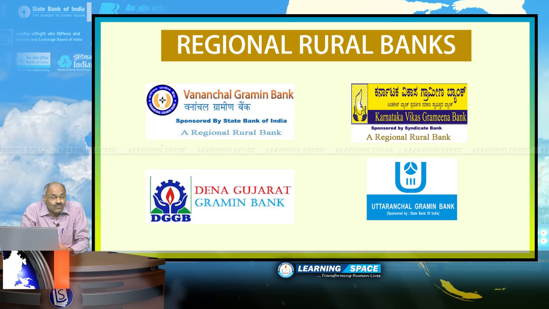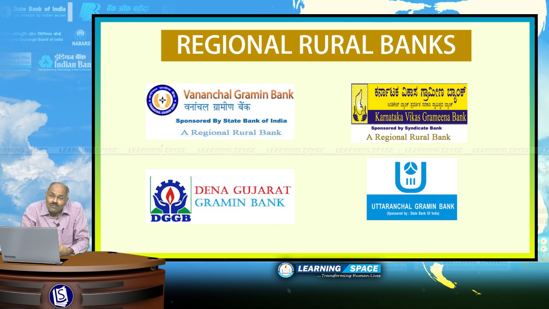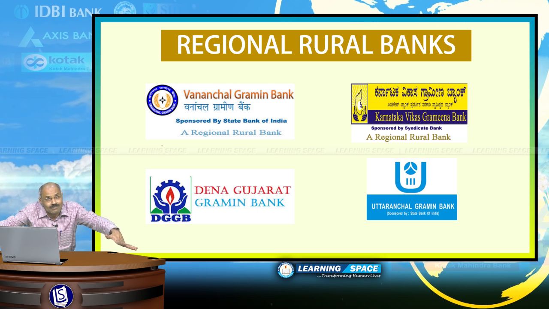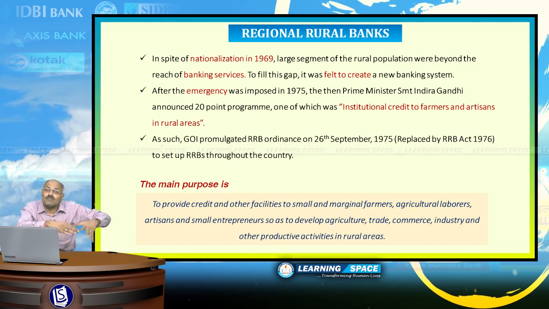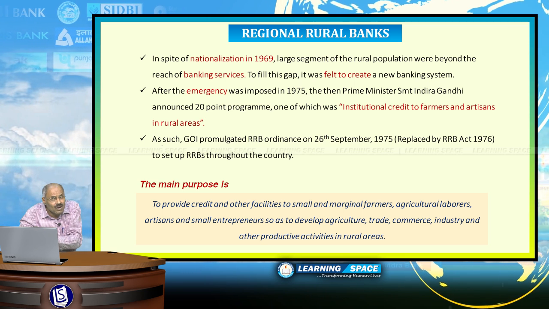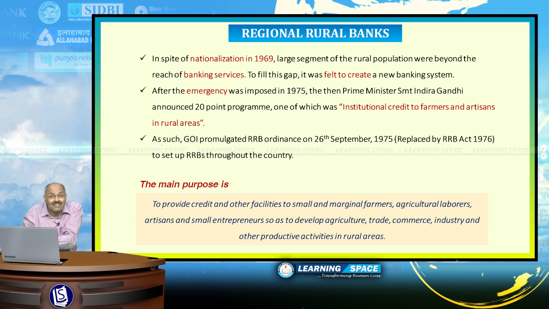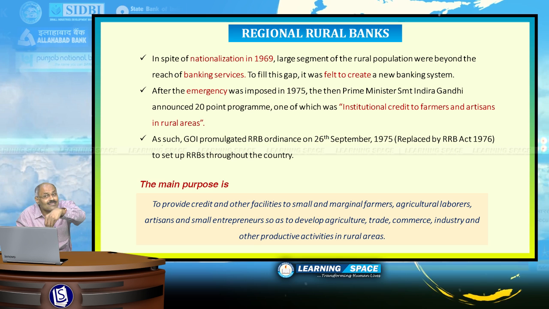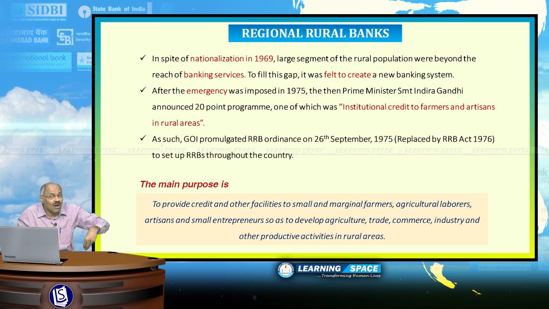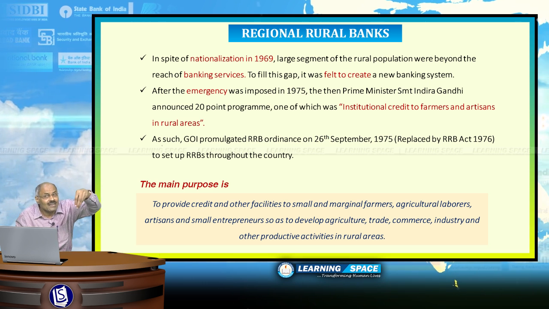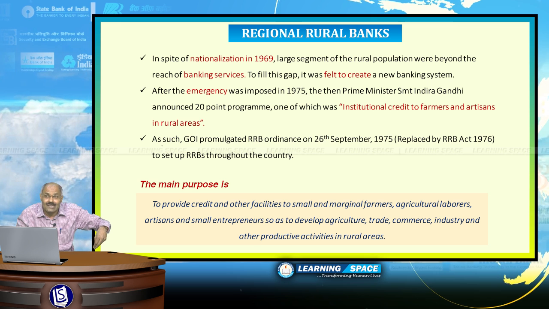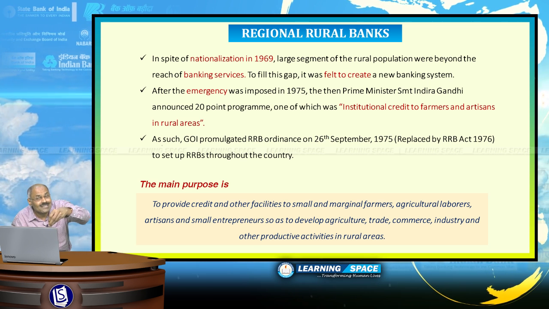I have already told you, from the late 1960s, for the next 20 to 25 years, the government's focus was physically to reach into the rural areas. Accordingly, banks were nationalized, the lead bank scheme was brought, priority sector guidelines were brought, and cooperative banking institutions were strengthened. At the same time, these rural banks were also established, and it was one of the 20-point programs of the then Prime Minister Indira Gandhi in the year 1975. One of the 20-point programs is institutional credit to farmers and artisans in rural areas.